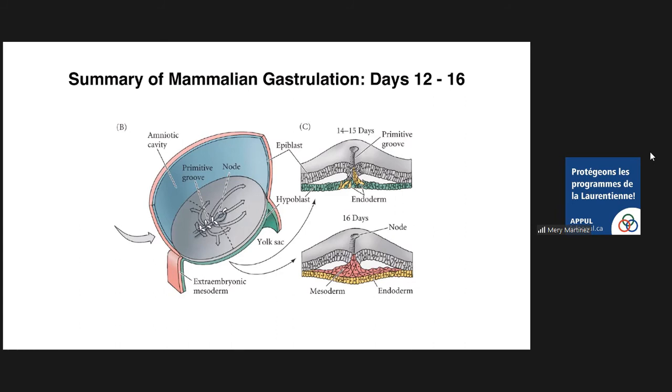Most of the hypoblast cells, most of the cells of the visceral endoderm, are replaced by the cells migrating that form the endoderm. The cells that will form between the endoderm and the epiblast will become the mesoderm. The cells remaining on the epiblast will become the ectoderm.